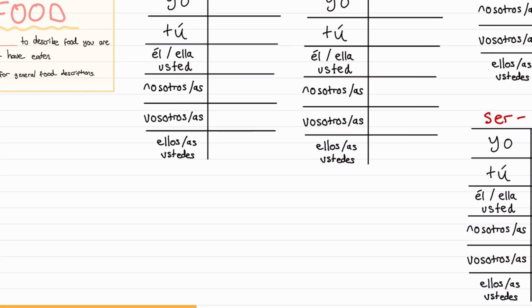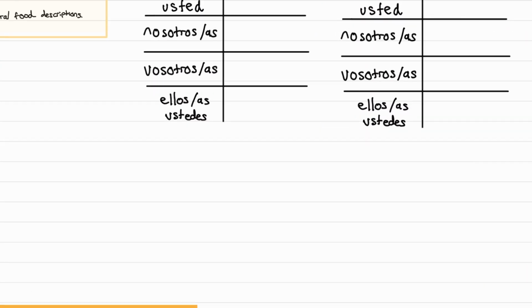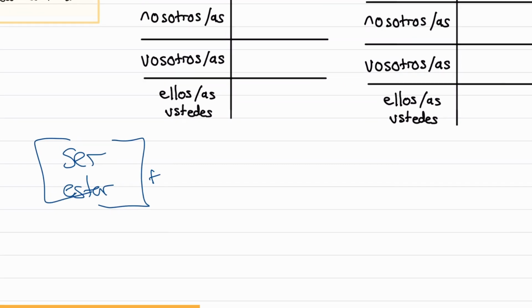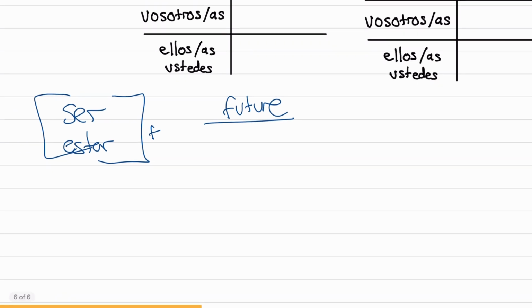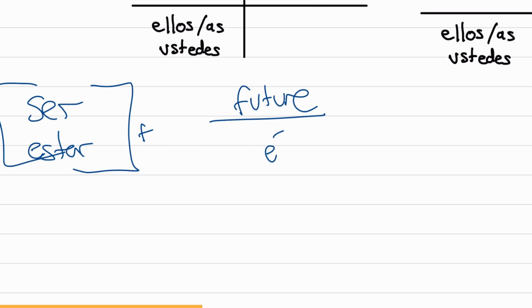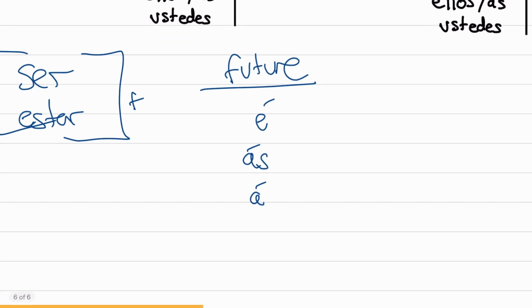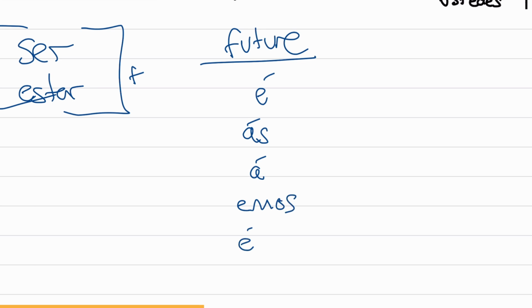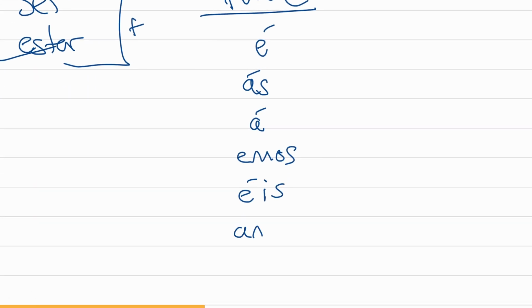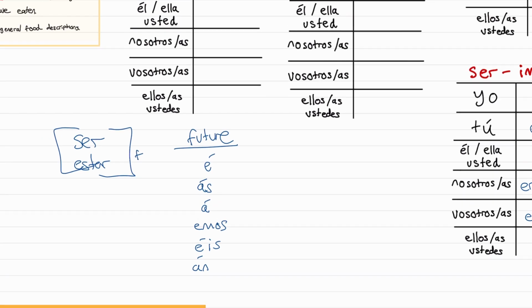For future and conditional, let's go through those as well before I forget. So for future, you have ser, estar, and to the end of those, you add the different endings. So this is the will future. For example, I will be, you will be. We have é, ás, á. This is the normal endings. Be careful of the accents. Emos, éis, án. Vale, so for example, seré, serás, será, seremos, seréis, serán. Estaré, estarás. They join together as normal, as the regular ones do.